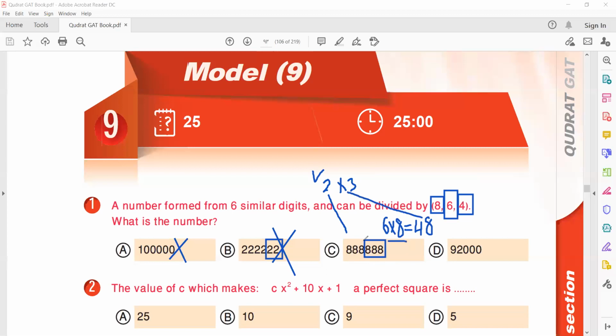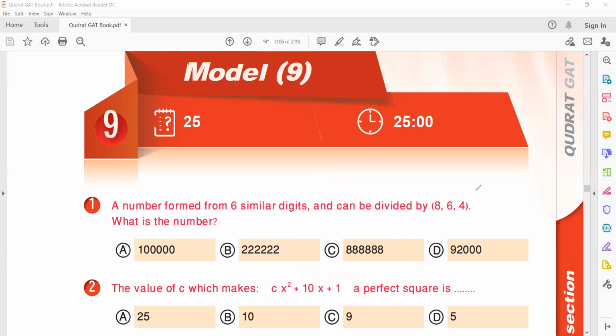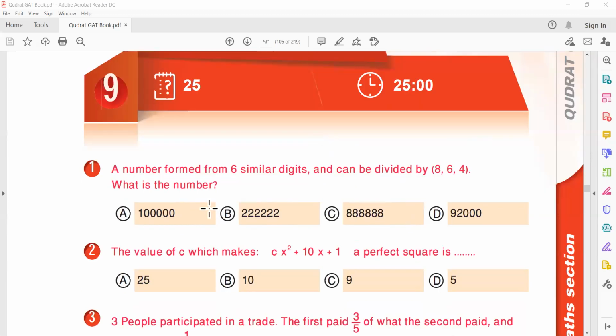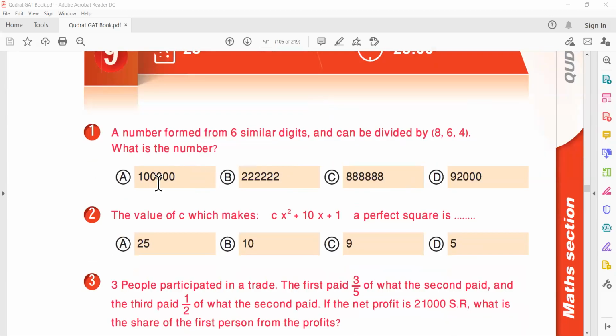So the answer is C. The correct answer is C. Now you understand how to divide by 8, 6, and 4. Right. So number C is the correct answer. Now we will take another question, number 2.